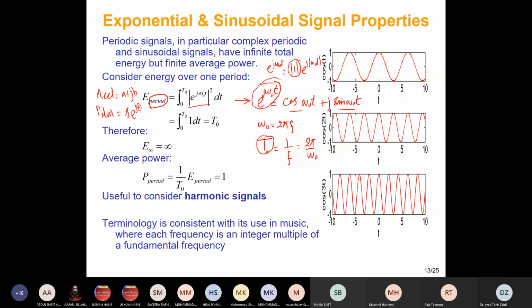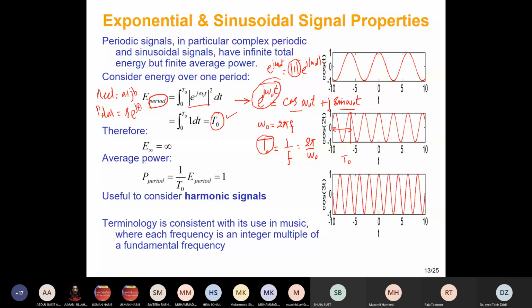Okay, so if we just put 1 here and then find the value, we see that in 1 time period, the energy comes out to be equal to T naught, which is the same as the time period. That's an interesting thing. If we consider any 1 time period, starting from any particular point, let's say from here till this point, and energy in 1 time period is T naught, how many time periods should we have in a sinusoid over the whole duration? We have infinite time periods. It's an infinite, oscillating signal.